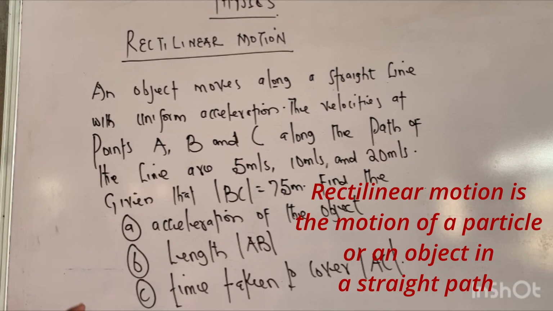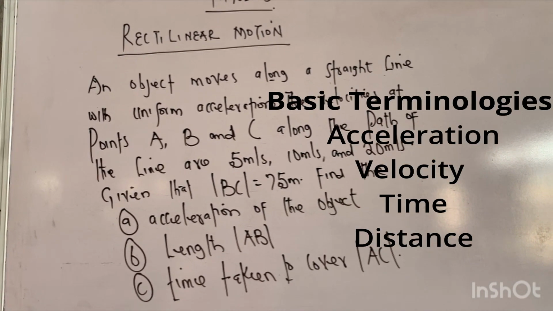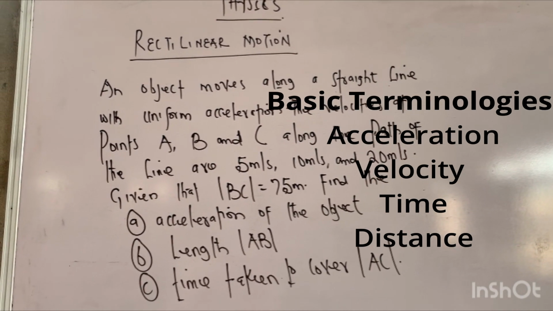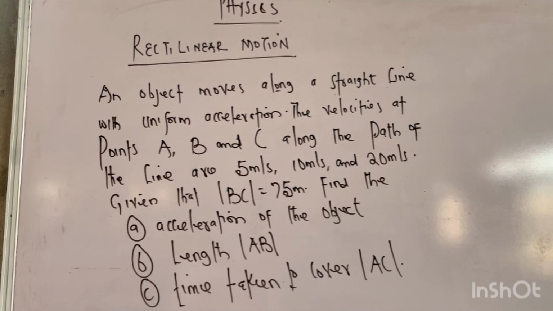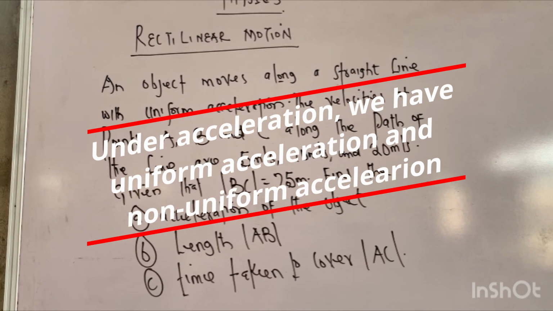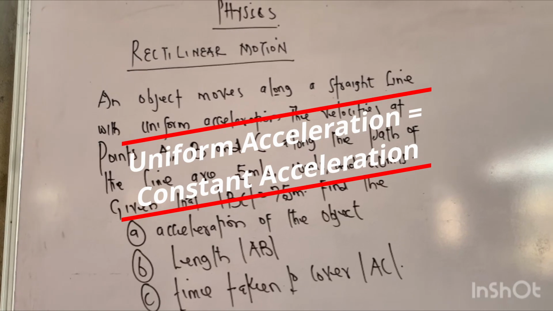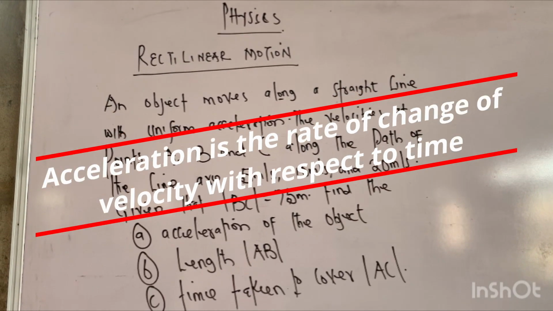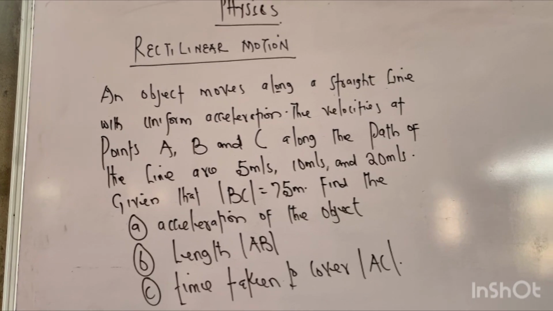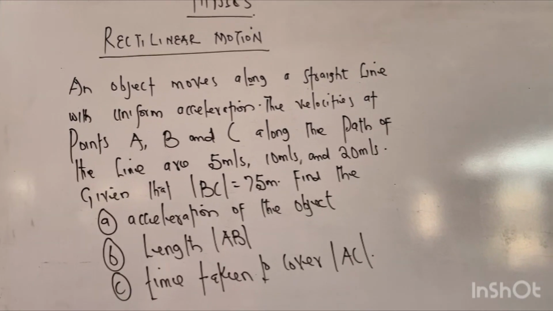And we have some basic terminology that is associated with rectilinear motion, such as acceleration, velocity, time, and distance. Under acceleration, we have uniform acceleration and non-uniform acceleration. Uniform acceleration means constant acceleration, and acceleration is defined as the rate of change of velocity with respect to time. So with that in mind, let's look at what the question says.